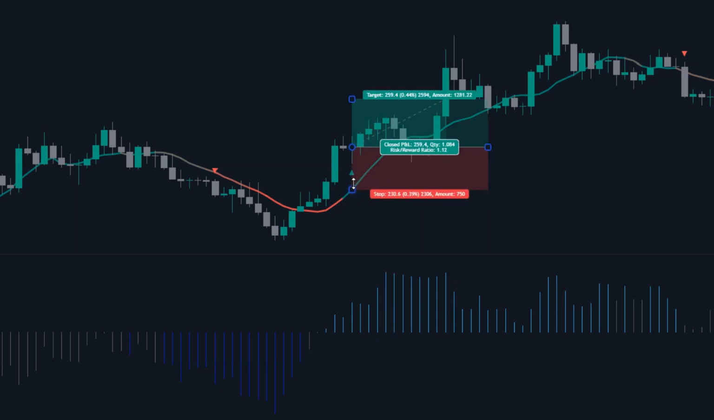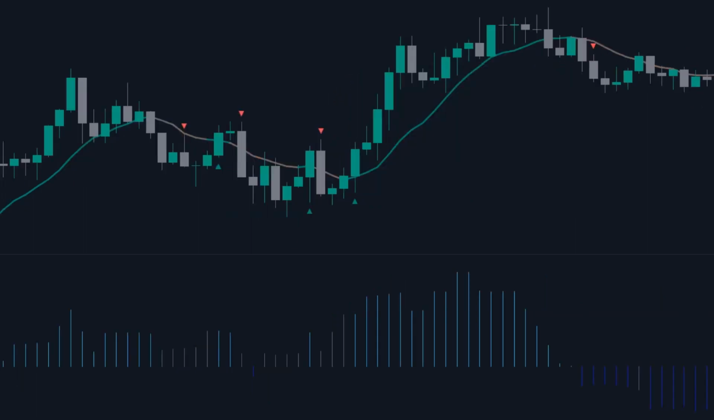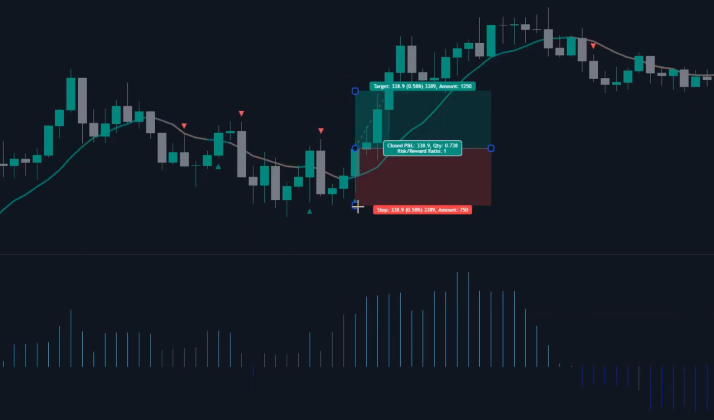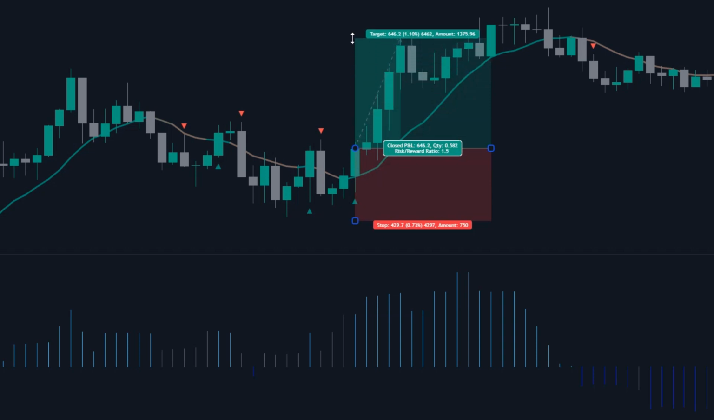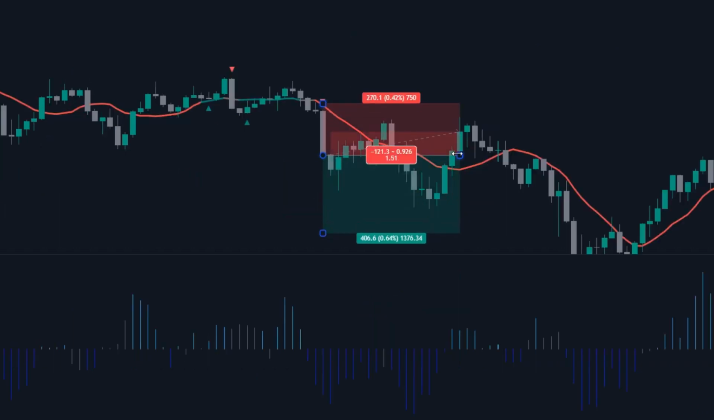Set your stop loss at the SMA and aim for a 1.5 risk to reward ratio. If the price is near the SMA, adjust your stop loss to the recent swing low. The same principles apply for sell entries.